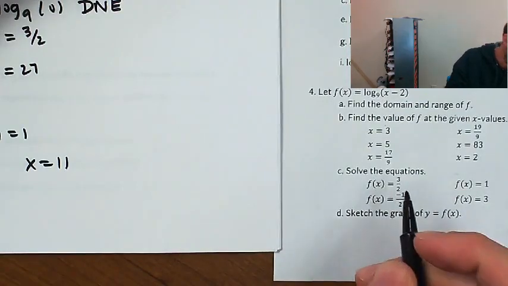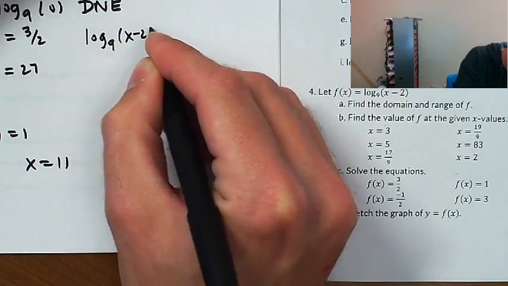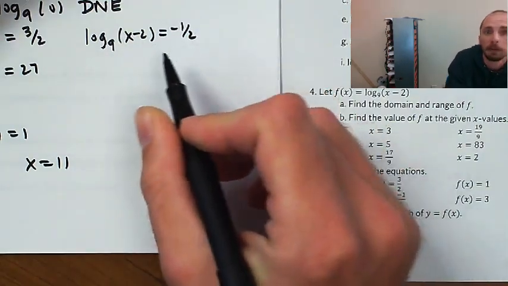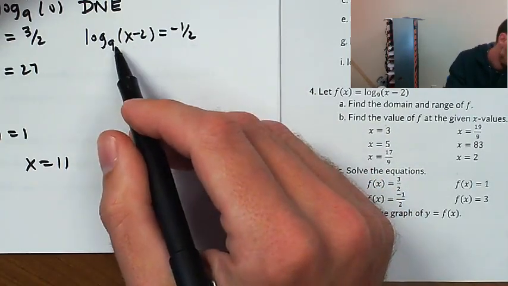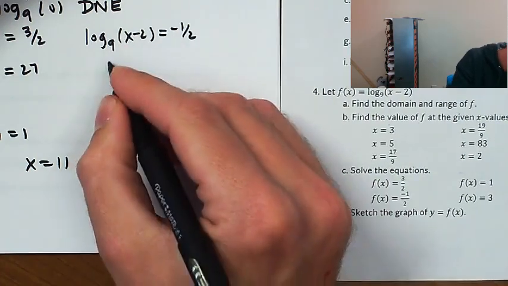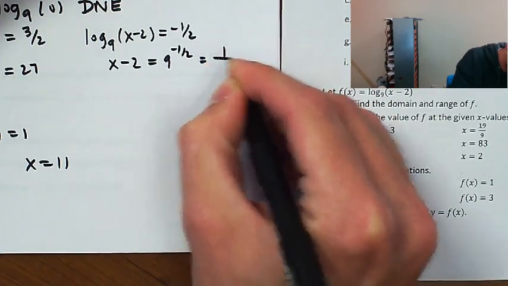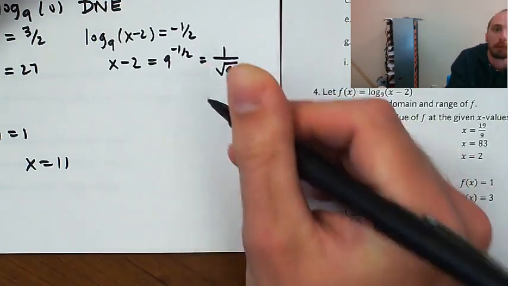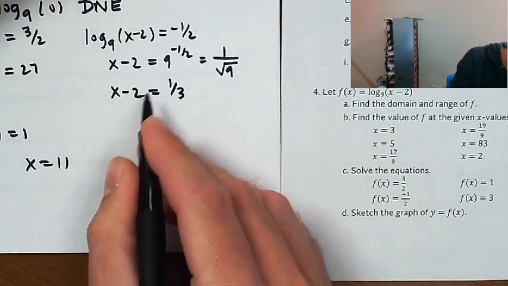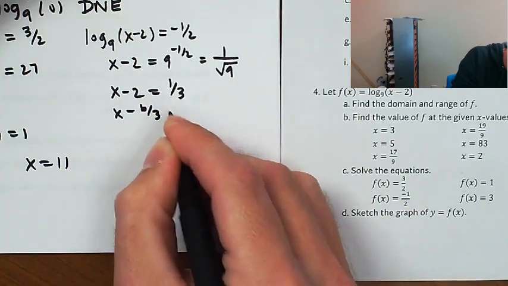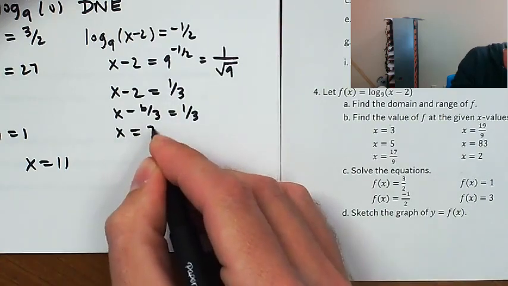All right, f of x equals -1/2. So log base 9 of x minus 2 equals -1/2. And this is fine for a log to equal a negative number. It's just we can't put a negative number on the inside. So taking 9 to both sides power gives me x minus 2 is 9 to the -1/2, which is 1 over the square root of 9, and that's 1/3. So x minus 2 equals 1/3. 2 is 6 over 3. So I'm going to add that over here, and I'm going to get 7/3. So x equals 7/3.